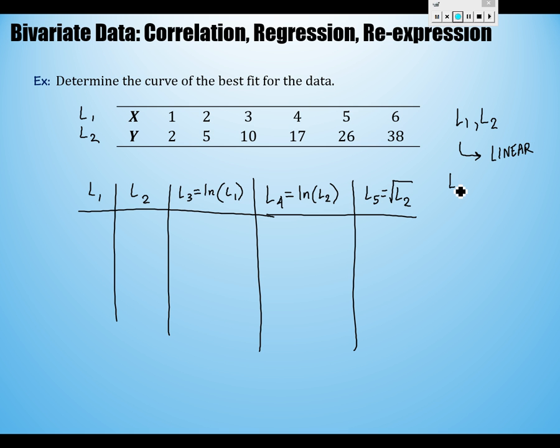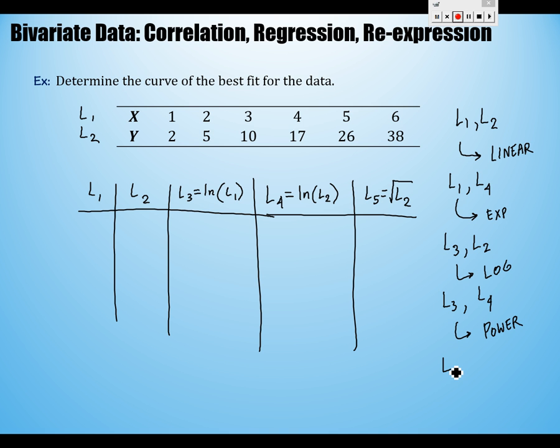If your R squared value is highest for L1 against L4, that's the one we were just doing a second ago, right? That is, if you do the regular x values together with the log of the y values, and that's a really high R squared value, then that tells you, just like the one we were just doing, that it's exponential, right? What else can we do? If you do L3 with L2, that is the log of the x values together with the normal y values, then that'll tell you that it's logarithmic, if you get a really high R squared value there. And if you do L3, L4, the log of the x's and the log of the y's, that tells you it's a power function.